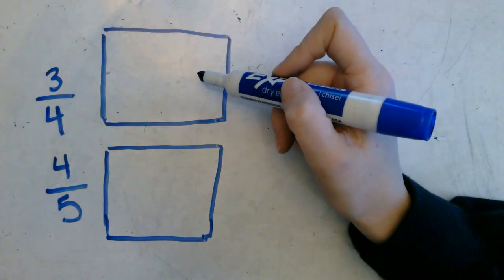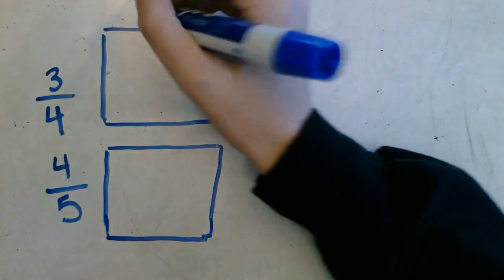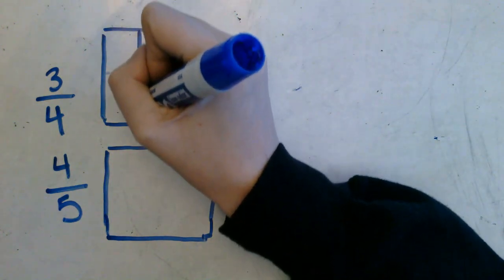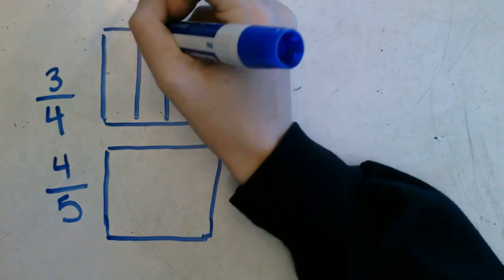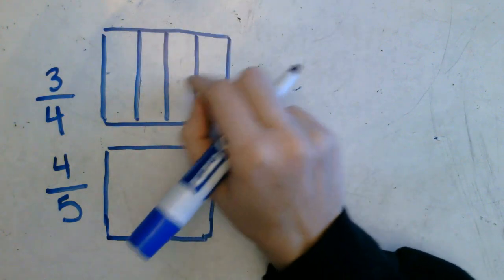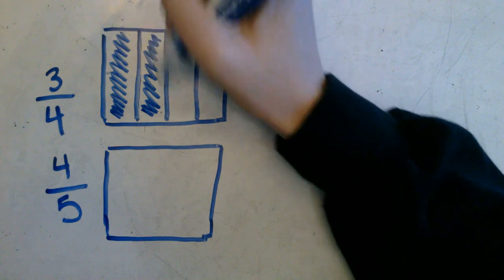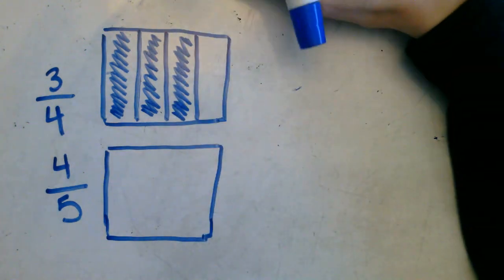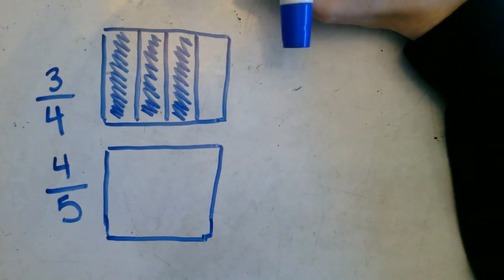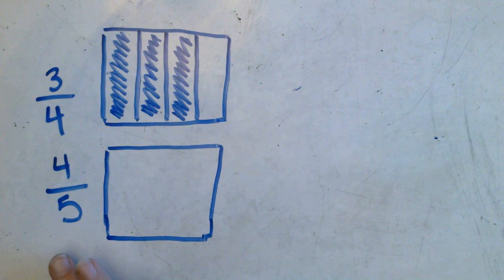For our top rectangle, we are going to split it into fourths vertically. So we are going to need to draw 3 lines to partition our one whole into 4 parts. And we are going to take 3 of those parts by coloring them in. That represents our 3/4.